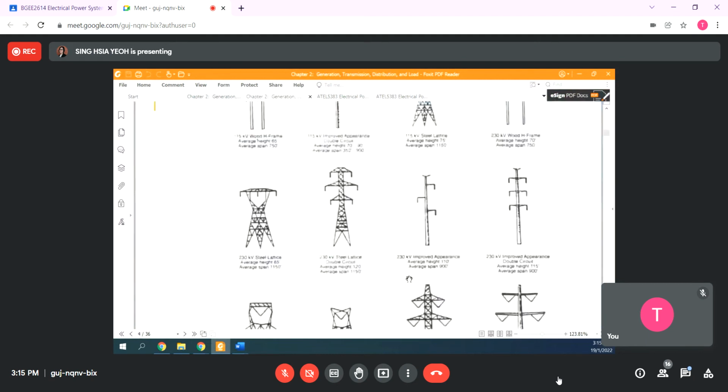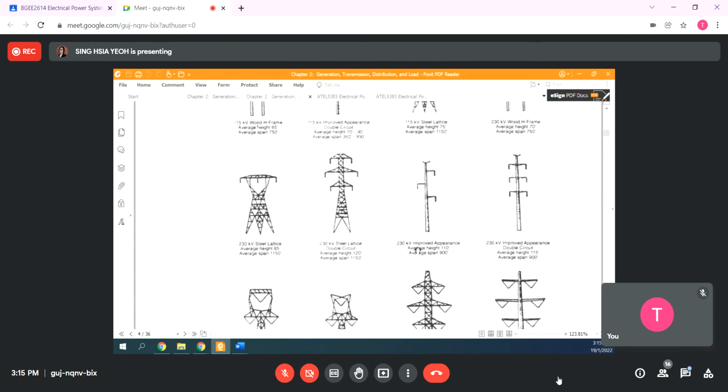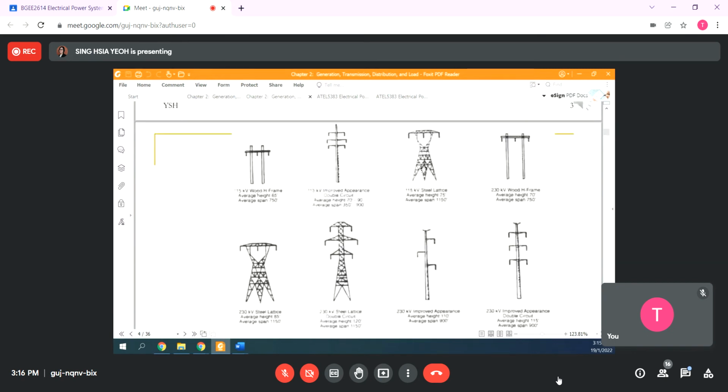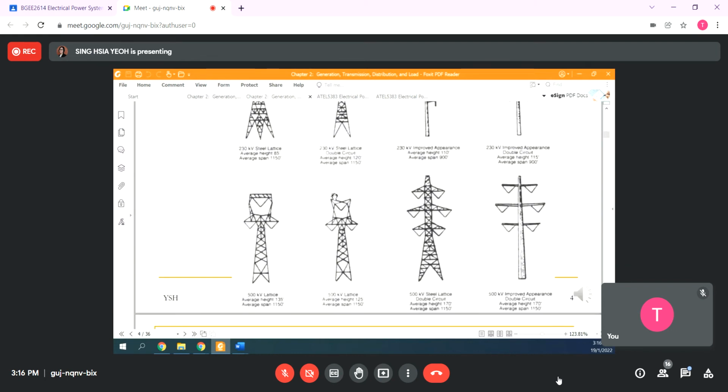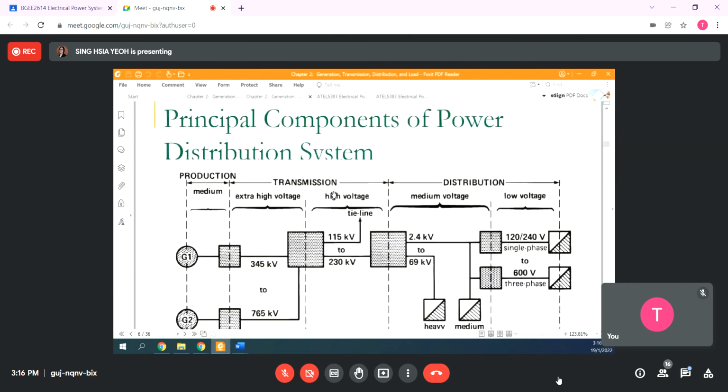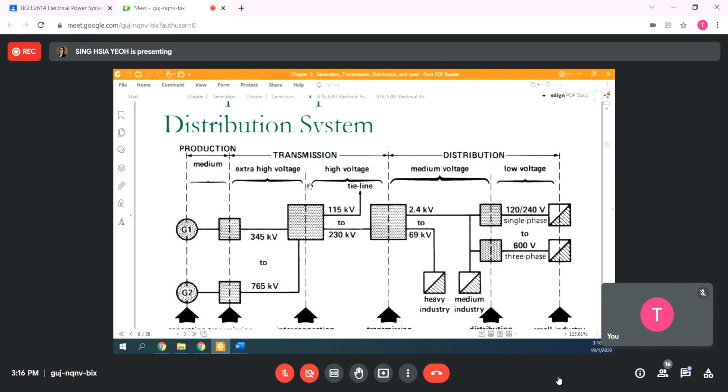Then you have different types of transmission towers to support different voltage levels. Normally the big one we see is a steel lattice structure that can stand 500 kV. The one in your housing area is perhaps something like this wooden H frame. It's only 115 kV. And then this is like, again, transmission and distribution.